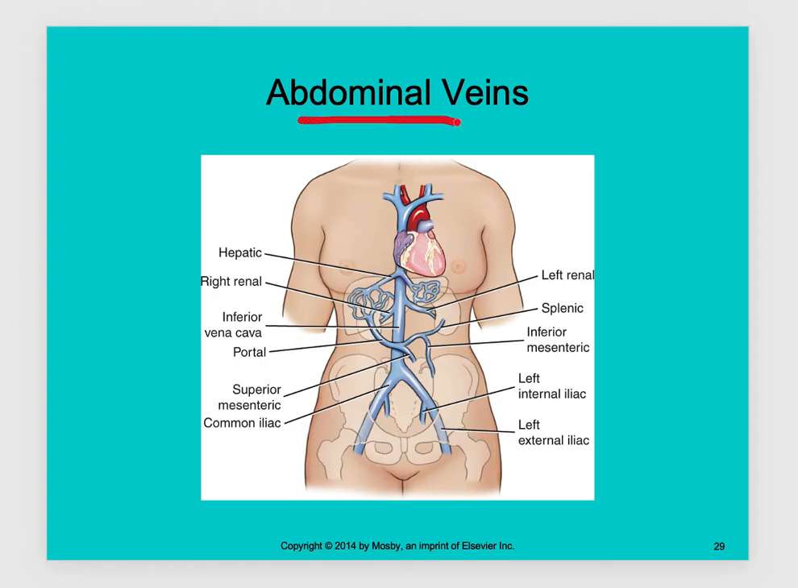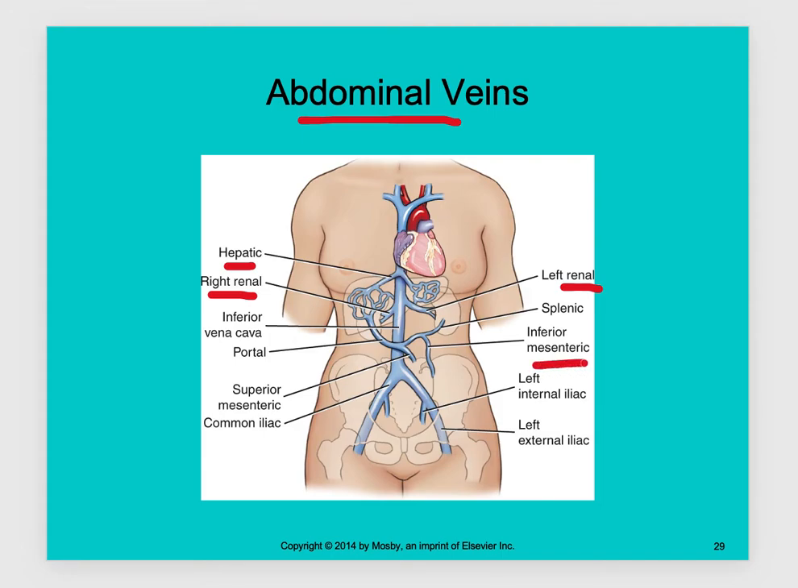So, abdominal veins. Just like we have the arteries, we have the veins. We have a left renal vein, which takes the blood back, and the right renal vein, back from the right kidney. You have the hepatic vein: the blood from the portal vein goes into the liver, where it's cleaned up and sent back to the hepatic vein, back up into the heart.